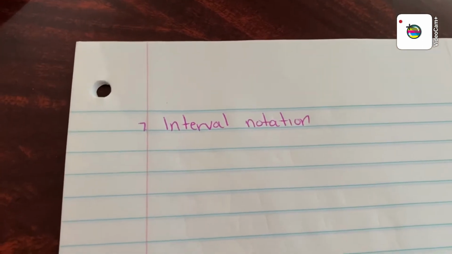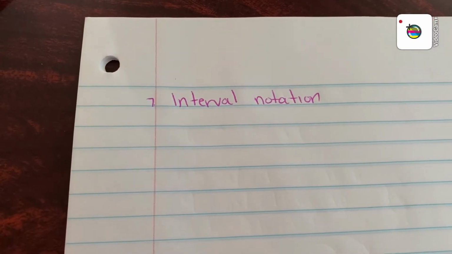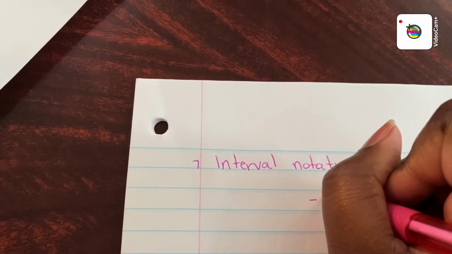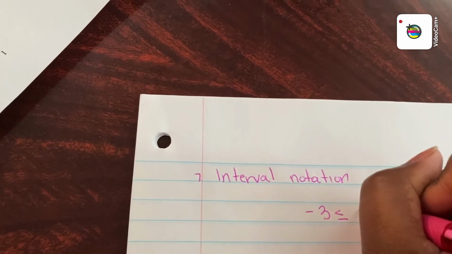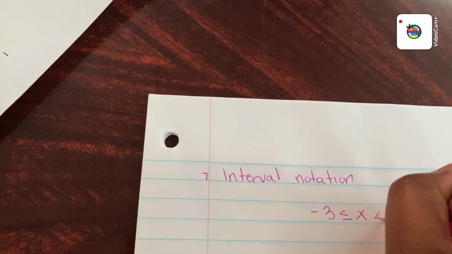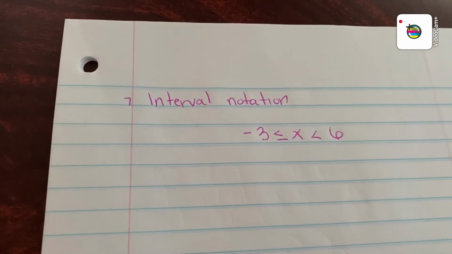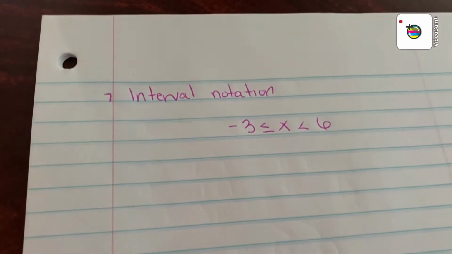For number 7, we are going to use interval notation to represent this inequality. So our inequality is -3 is less than or equal to x, which is less than 6. So for interval notation, I'm going to give you the notes for it because we don't know which type of question we'll have on our quiz.